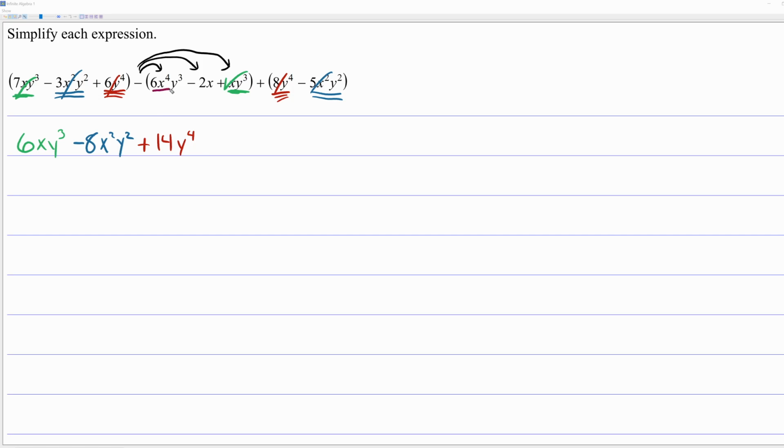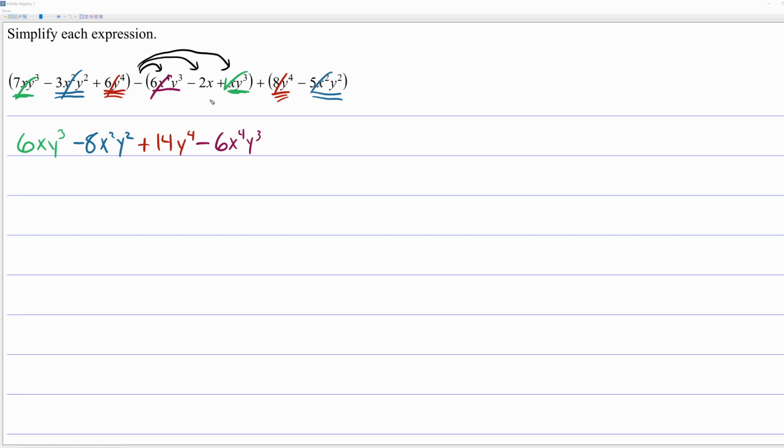We have x to the fourth y cubed. Well, this isn't an x to the fourth y cubed, which means there are no like terms when we look at this one. Now be careful, this is not a plus 6x to the fourth y cubed. If you distribute the minus sign, this is a minus 6x to the fourth y cubed. And if you want to cross that out as you go through, that's fine.